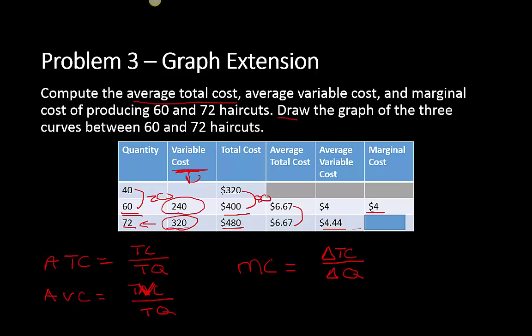And now for the next move, we're going to move from 60 to 72. These calculations are done in the margins, or between moves. So margins are, as we go from row to row, we're changing it. As we do averages, we stay in the same row and get the right columns and do our calculations. With margins, we're going from one row to the next. For example, what's our change in total cost? It's 80, from 400 to 480. And then our change in quantity is 60 to 72, which is a change of 12. So it's 80 divided by 12, and that's going to be 6.67. And that's our calculations. This is going to be important.